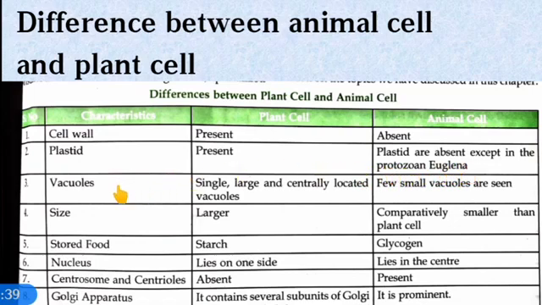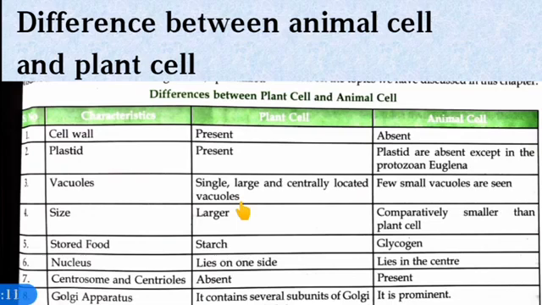Coming to the vacuoles. In plant cells, the vacuoles are single, large, and centrally located. They are large and occupy 50 to 90% of the cell volume. Hence, they push the nucleus towards the cell membrane.